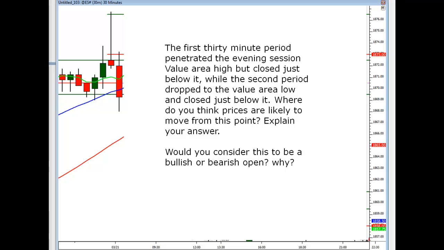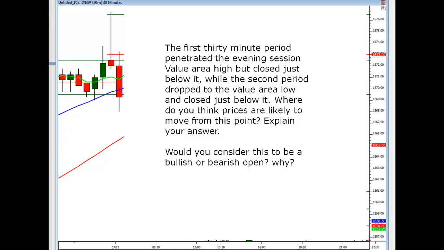Okay, now we move to a different chart, a different problem on our exercise. Here in this problem, we are now looking at the open again in terms of two candles, the first 30-minute periods, and this will be a good introduction to our lesson today. We're still looking at the open, but looking at it in a number of different ways.